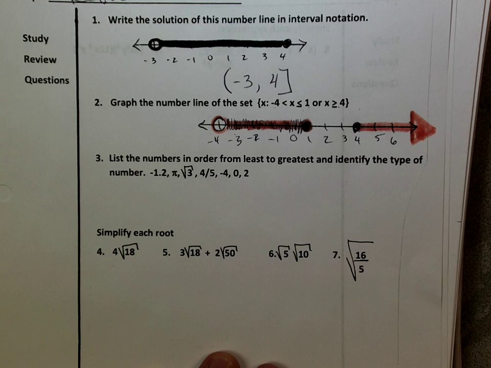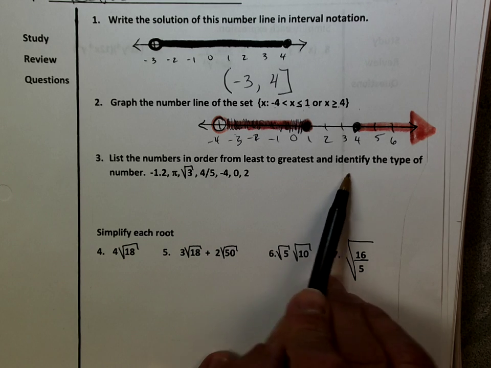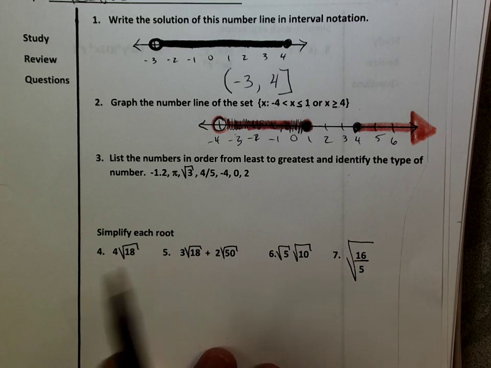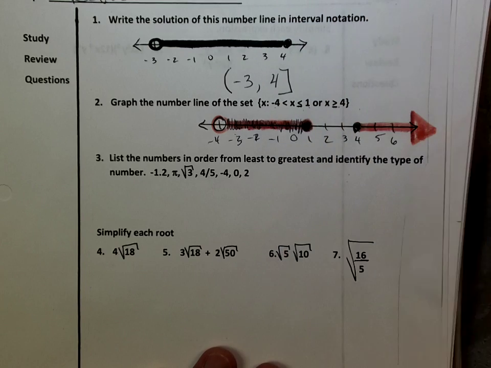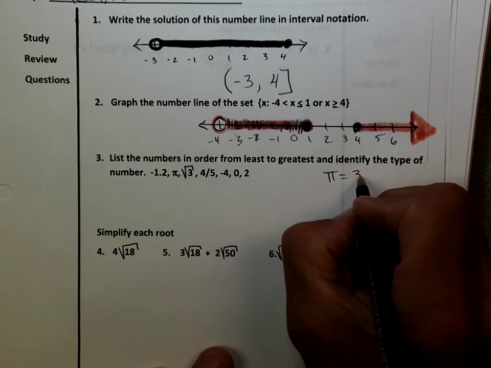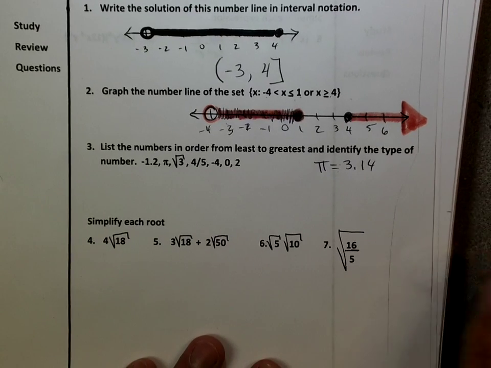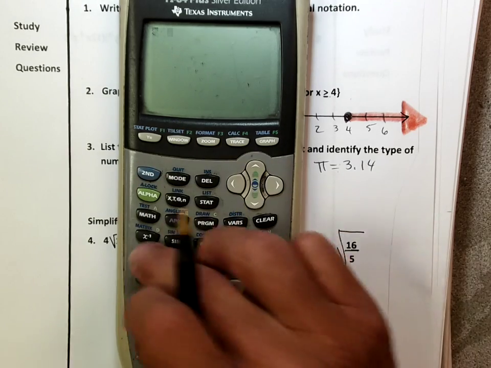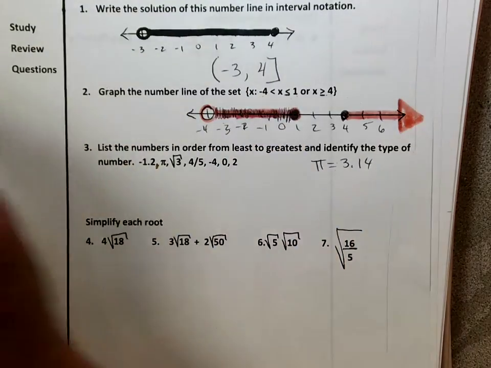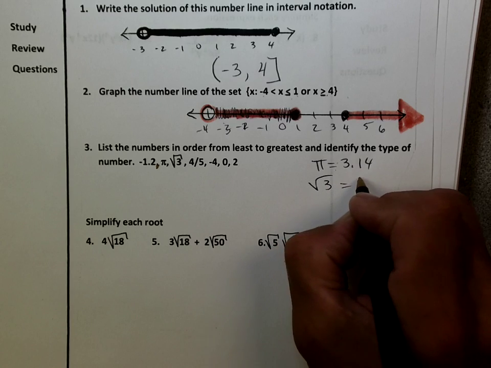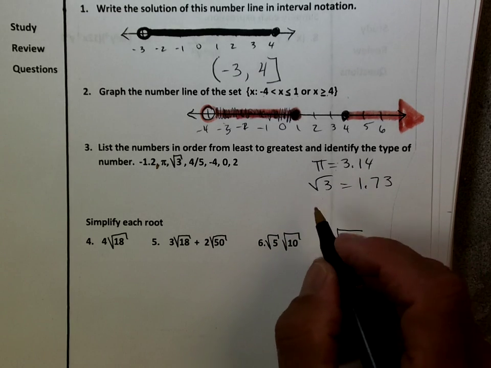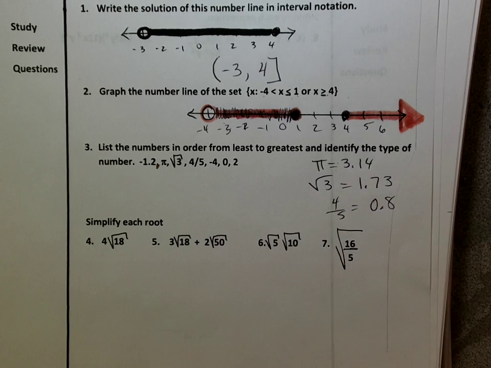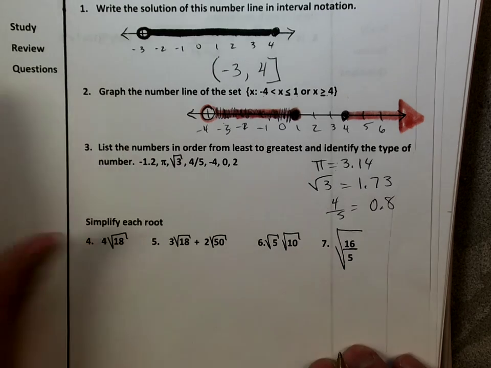Okay, number 3, list the numbers in order from least to greatest and identify the types of numbers. What would be helpful for me is if I knew what some of these were as decimals. I know pi is 3.14. The square root of 3, if I use my calculator, is about 1.73. And 4/5 I know is 0.8.